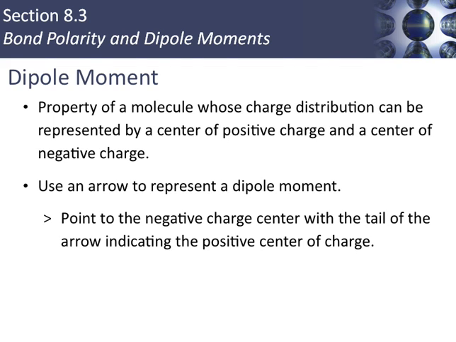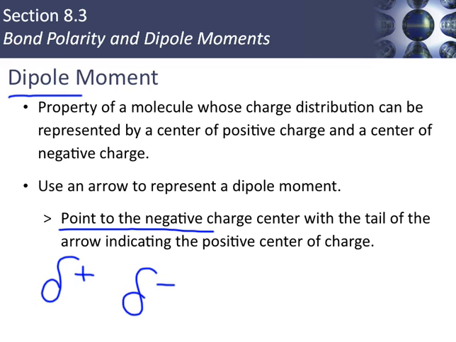So dipole moment: a property of a molecule whose charge distribution can be represented as a center of positive charge and a center of negative charge, meaning you see poles, hence the term dipole. Like I was talking about yesterday, you're going to point to the most electronegative element in a bond, and that indicates the electrons are going in that direction due to the electronegativity. And then we're going to put partial charges on it. What was the little sign I wanted you to use? Lowercase delta, right? Partial positive or partial negative.